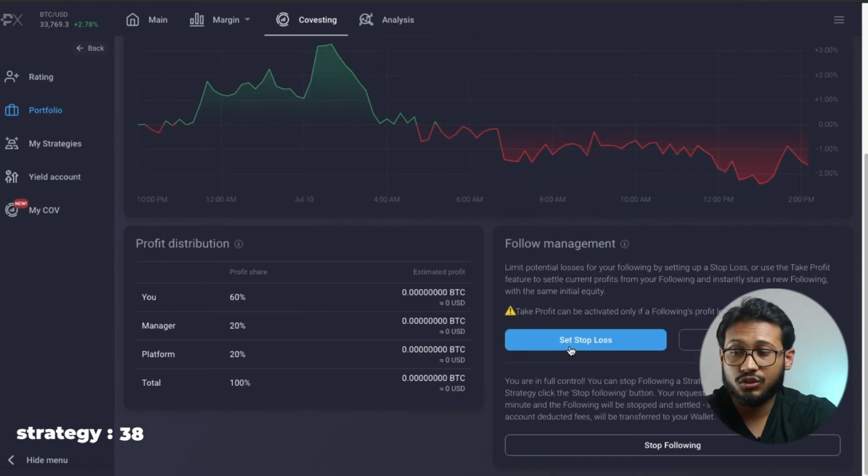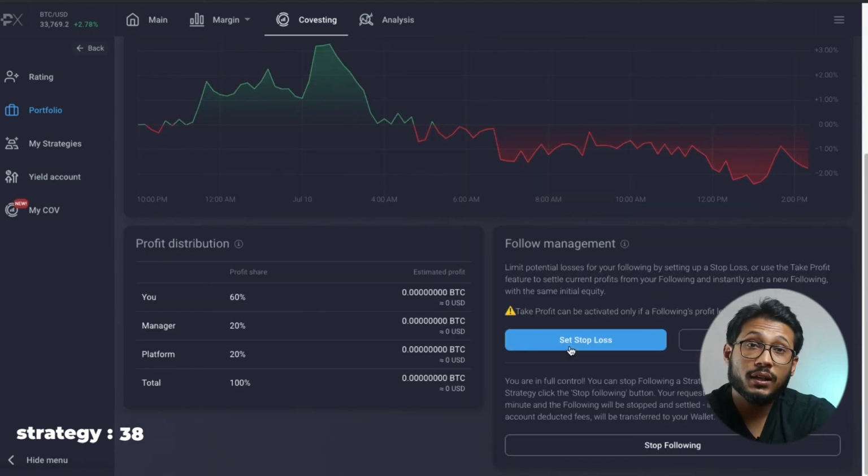Here I can either set a stop loss or a take profit. You can only take profit if the followers profit level is above or equal to 5%. Or you can simply click stop following to stop following the strategy.